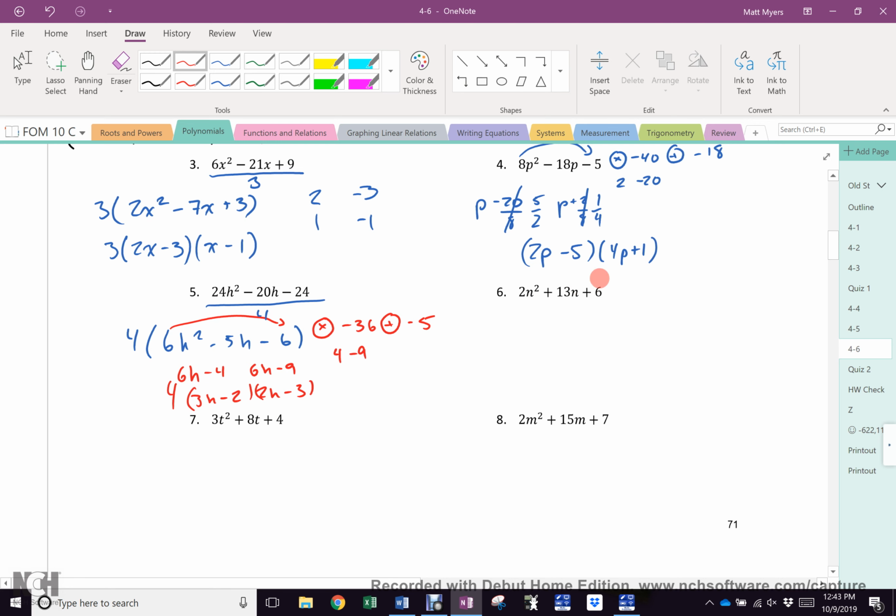2 and 6, little numbers, right? So is this a good one to try, guess and check? Okay, what is 2 going to be? 2 and 1. What's 6 going to be? Could be 2 and 3. Could be 3 and 2. Could be 1 and 6, right? Okay. So what do you want to try first? 1 and 6 that way?